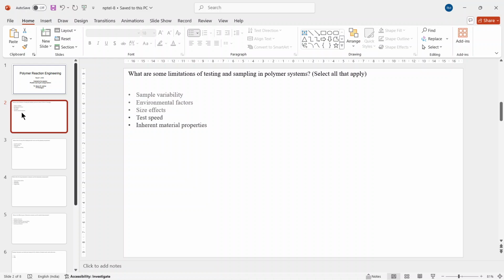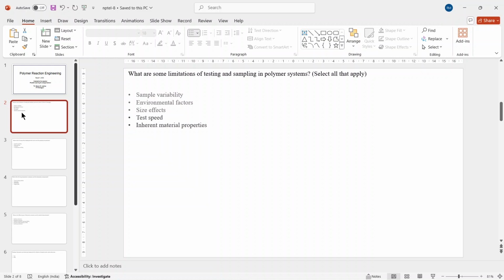Select all that apply. So different types of testing and sampling measurements are made during the polymer system analysis, or if we were to manufacture a polymer, and if we are to test the standards or the sample integrity and all those things. So what are the factors which can affect the testing of the sample itself? First we have sample variability, then environmental factors, size effects, test speed, and inherent material property. So first is the sample variability.